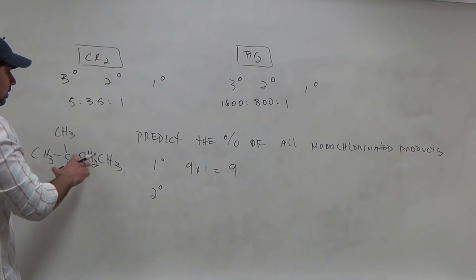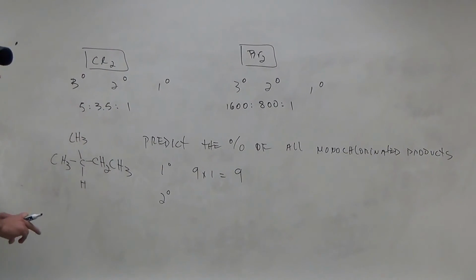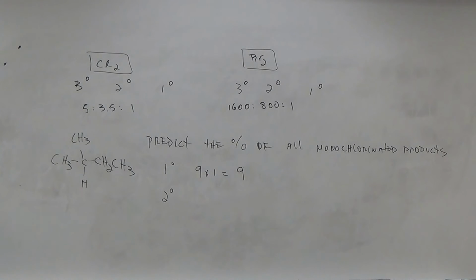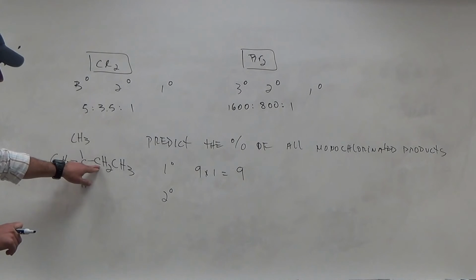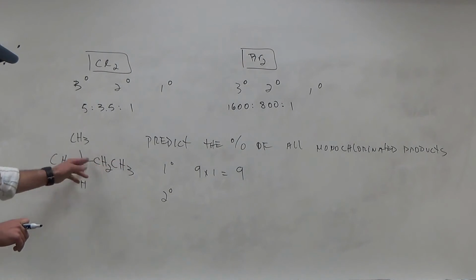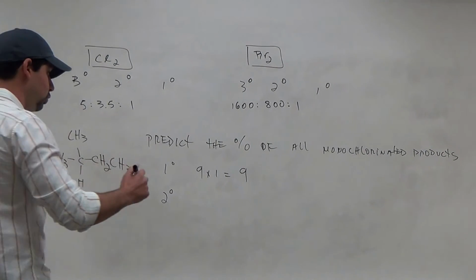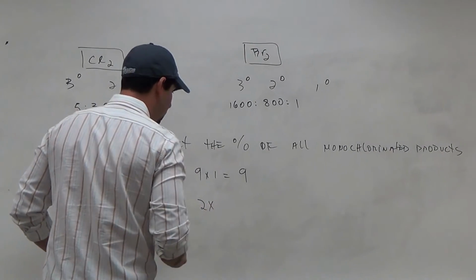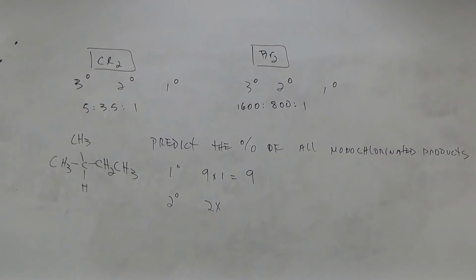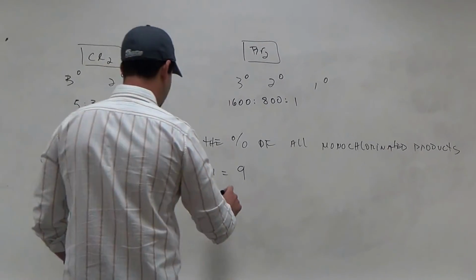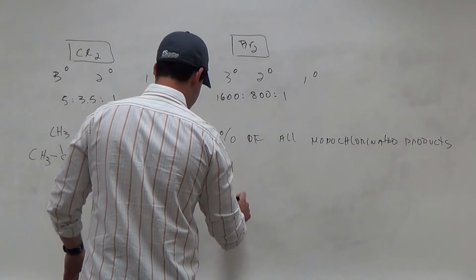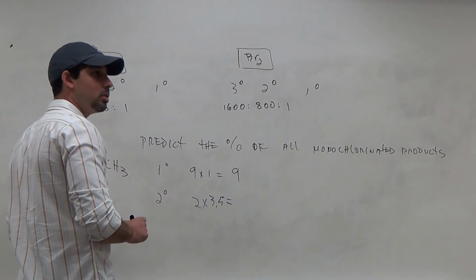What's next? Secondary carbons. How many hydrogens are secondary? This carbon here has one carbon there and another carbon here, so that's 2. Times, what's the number for secondary? 3.5. How much is that? 7.